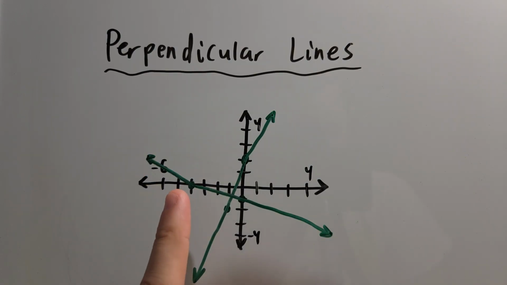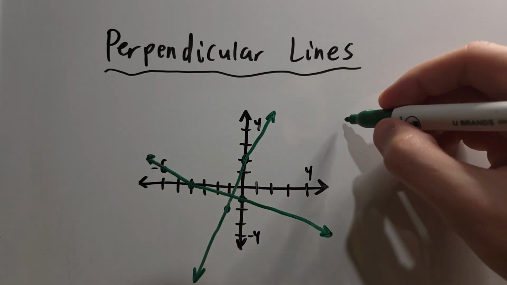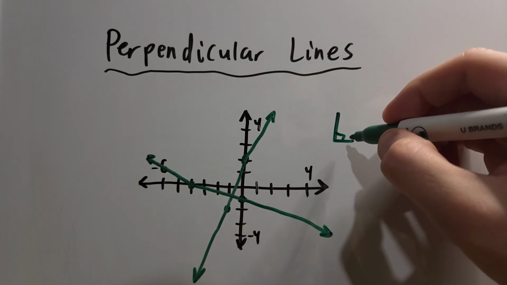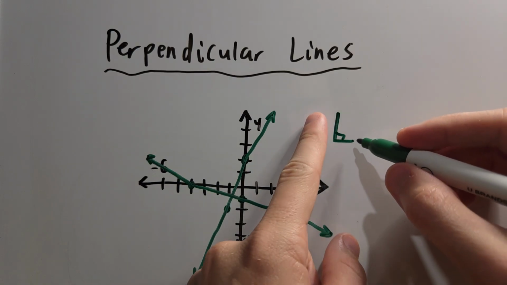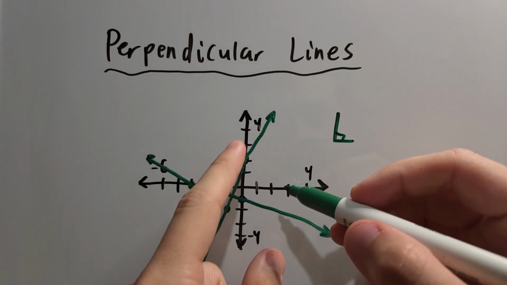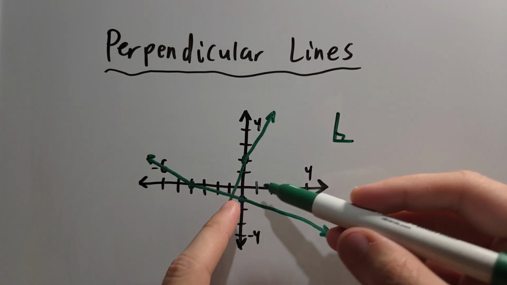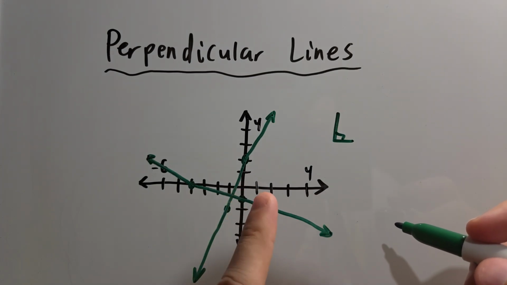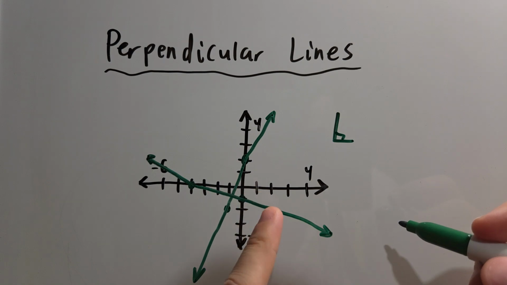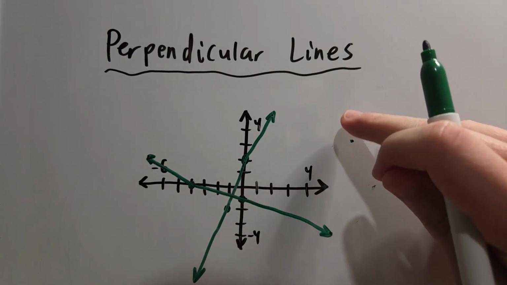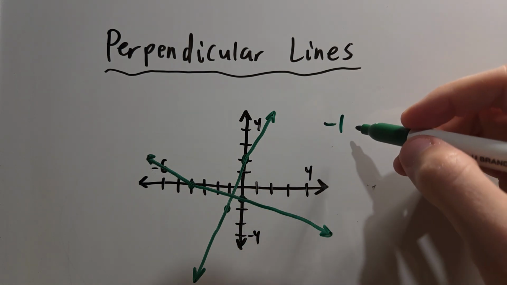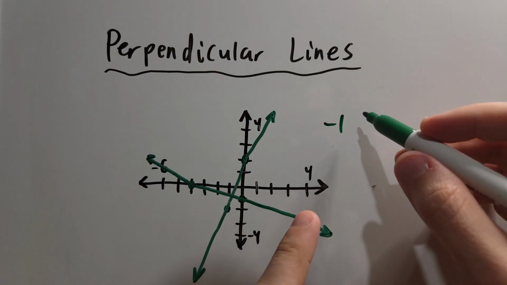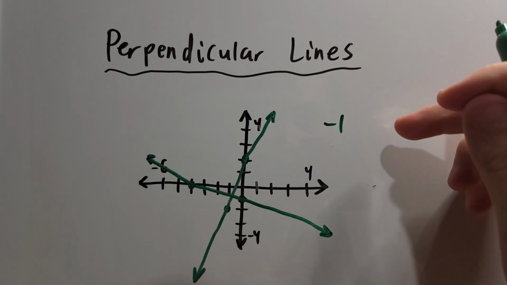So recap, perpendicular lines are lines that intersect to form right angles, which technically may not be at this specific angle. They might be slightly at a different angle, kind of like this. Two lines are perpendicular if the product of their slopes is -1. And I'll show you a couple of examples of that in a little bit.